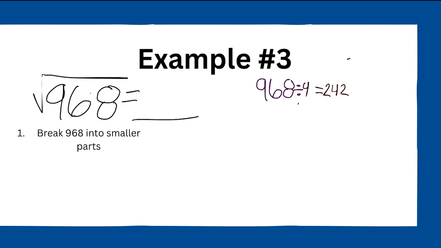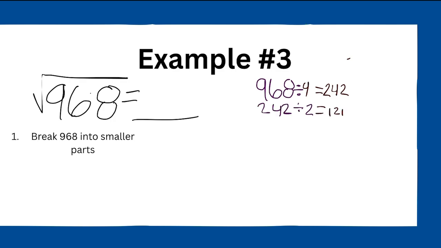Alright, so for example number 3, I have a little bit more of a trickier problem. I have the square root of 968. I'm going to break this 968 into smaller pieces so I can manage it better and solve for it. So I could do 968 divided by 4. 4 is a pretty divisible number and it really helps us get to the root of the problem. So when I do 968 divided by 4, I get 242.